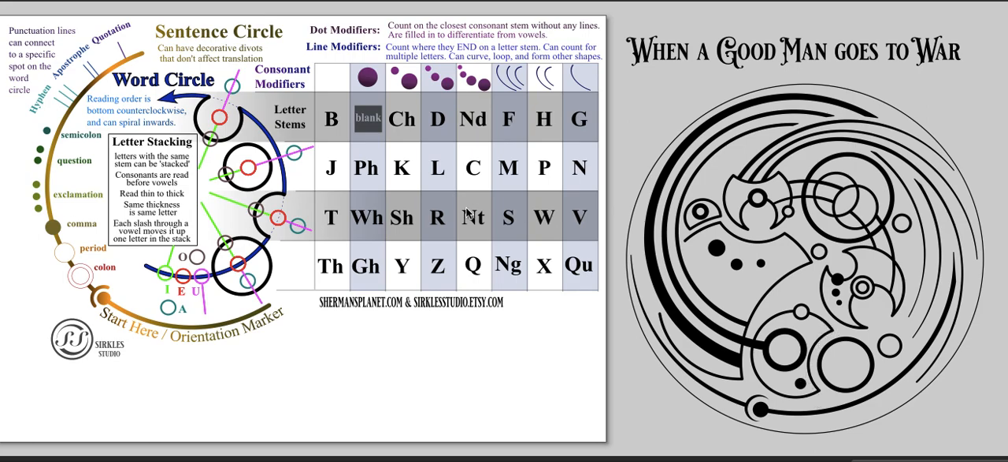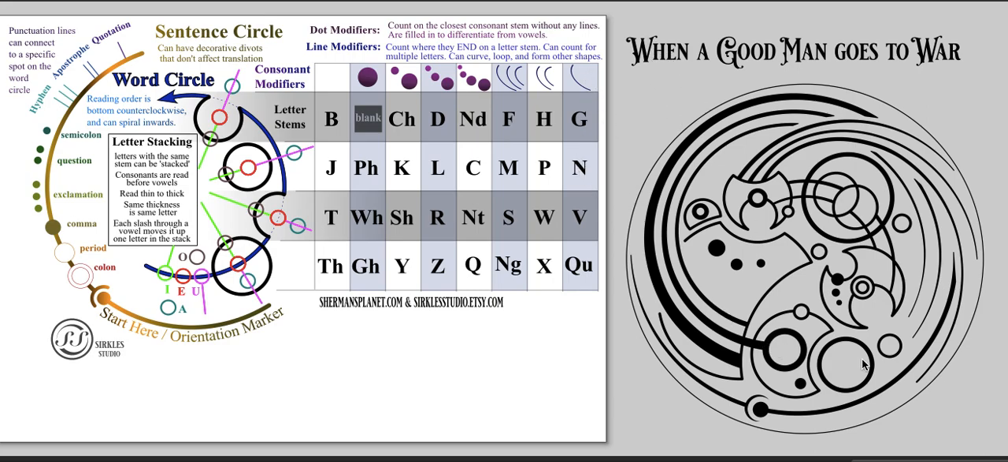This is a shallow divot stem, so we're in this row, and it's got one dot on it, making it a WH. So WH. Then we have this vowel. It's a smaller circle, and it's right on the line of the word circle. So that makes it an E because it's on the line. And then we have this N, one line on a circle inside the word circle, like that. So this is the word win.